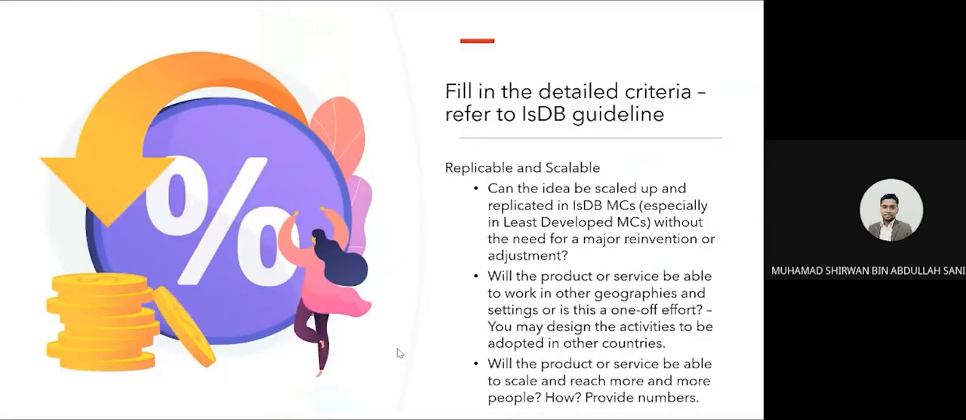Another criteria requested is replicable and scalable. Can your idea be scaled up? We know that this ISDB application has different categories, and even if yours is on proof of concept, the ISDB plans that if the project can be scaled up, you can apply for another category in the next few years. So if you want to provide your idea, make sure it can be scaled up.